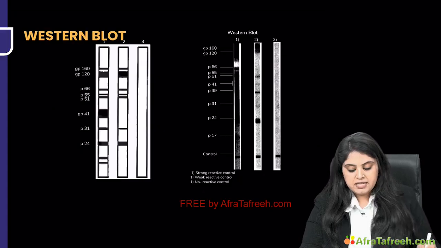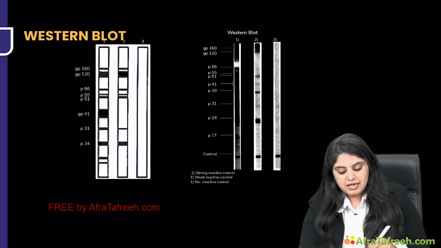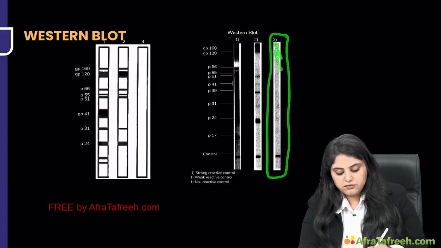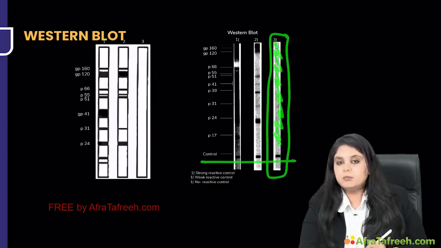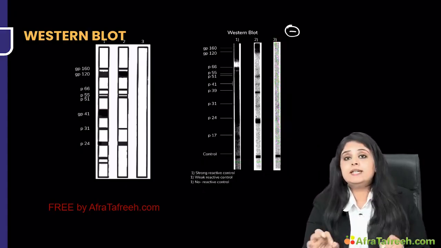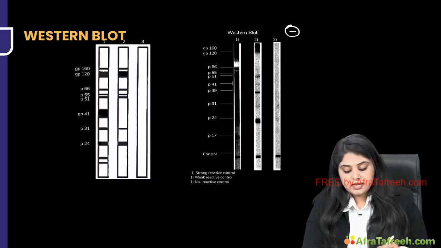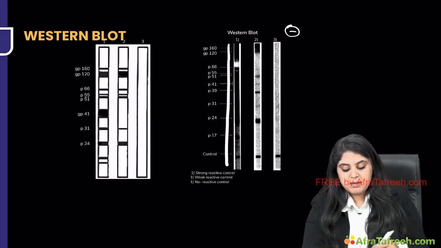So definitely, if I show you this, you will say, ma'am, look at the last strip, none of the bands have come positive. Only the control is positive. That means this is a totally negative situation. On the other hand, the first one is almost showing me every band positive, so that is going to be strong positivity.